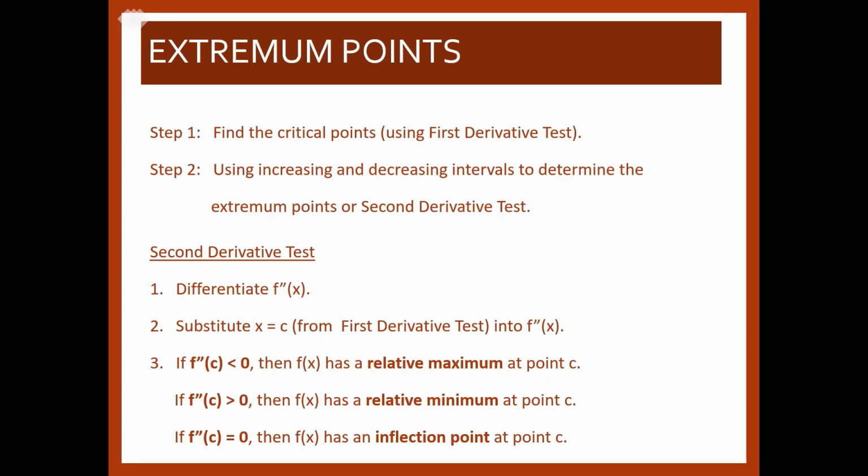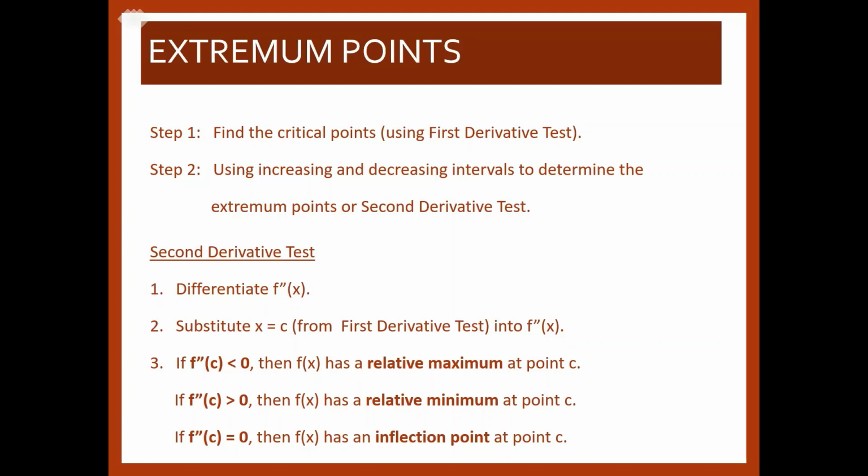Next, we are going to learn how to find the extremum points for the given function. An extremum point refers to a critical point, which is either a maximum, minimum, or inflection point. Following are the steps to determine the extremum points. First, you need to find the critical points using the first derivative test. Then, using the increasing and decreasing intervals that you have learned earlier, you can determine the extremum points.